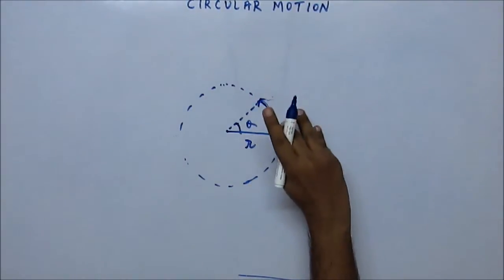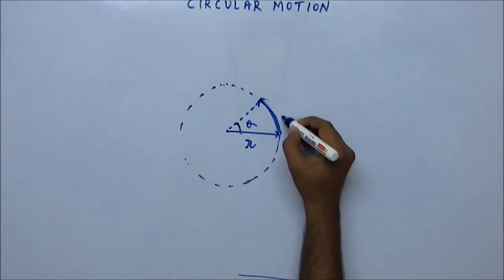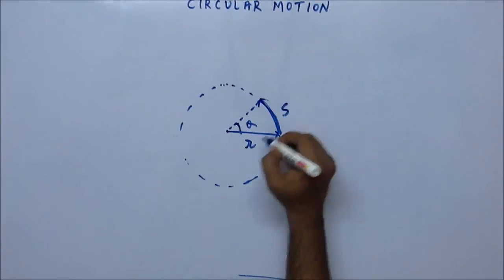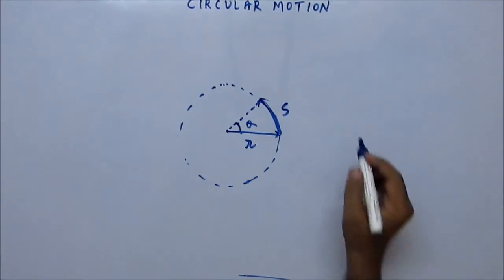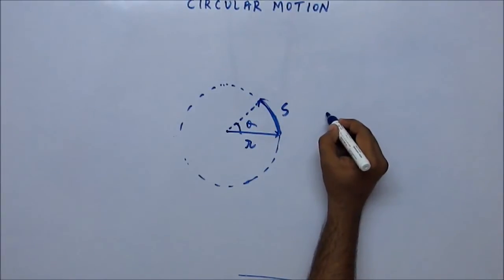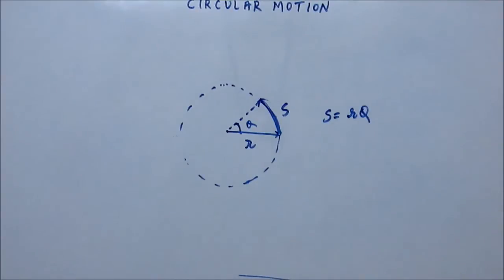Now, if the particle is going in a circle, then this length, let me call this S and this is R. Now this relation, I think you know from class 6th, that S is equal to R into theta. And mind you, the theta here would be in radian.